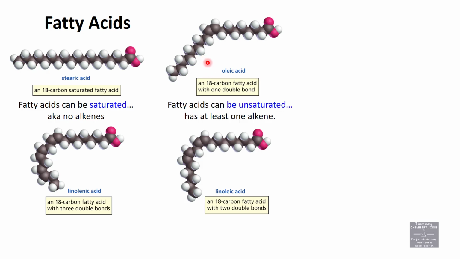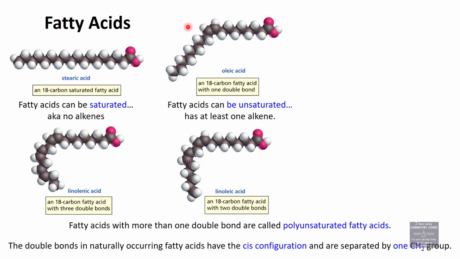Fatty acids could be called unsaturated if they have at least one alkene in them. So this is oleic acid. There's the alkene. I can tell that's where the alkene is because that's where my kink happens. That's a cis alkene because, as it turns out, all naturally occurring fatty acids have cis double bonds.